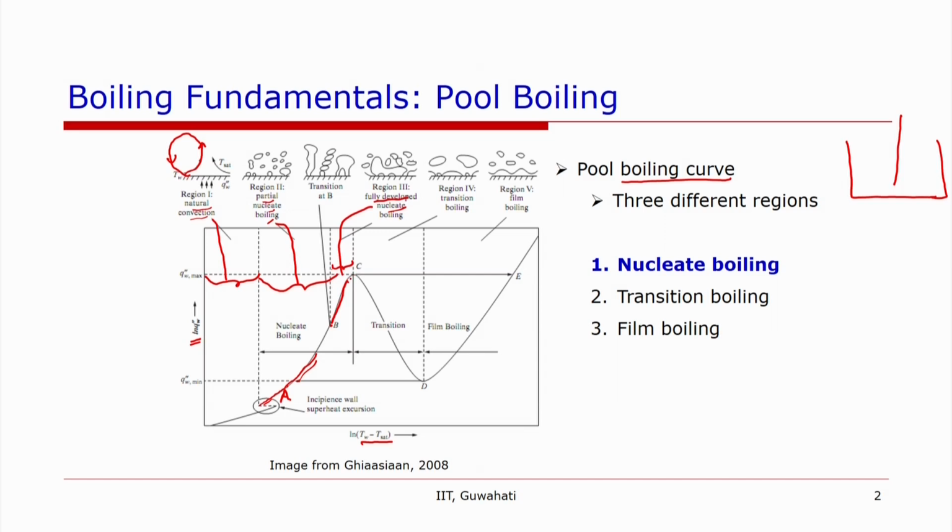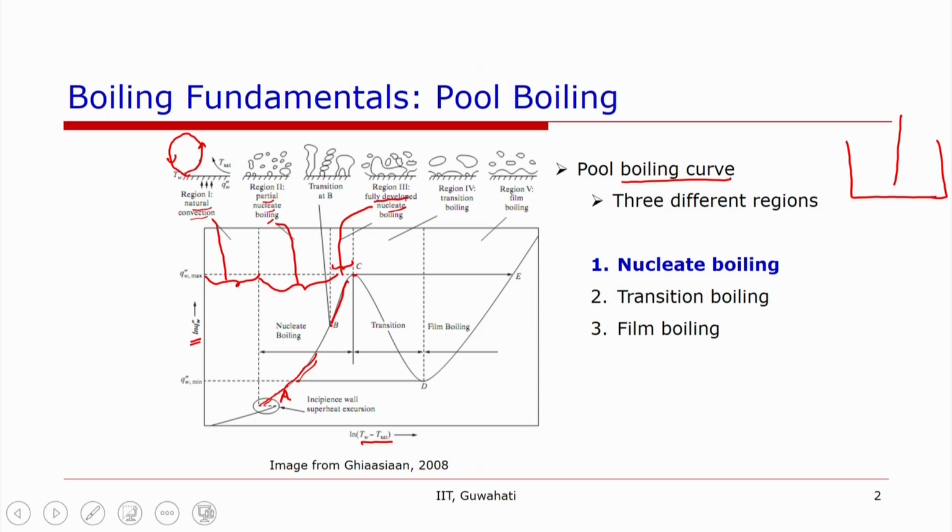So the slope of this line keeps decreasing, and then we get a maxima at point C, which is called critical heat flux. So in this region, the nucleate boiling starts decreasing because the number of bubbles that are there keep increasing, and the continuous supply of bubbles becomes difficult.